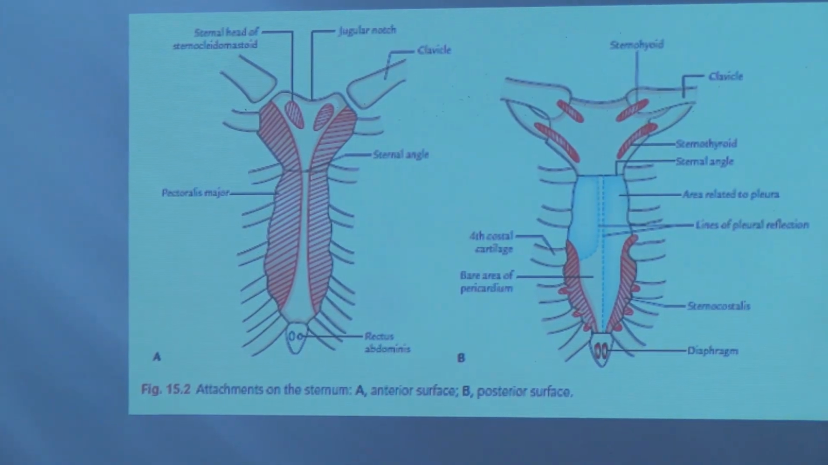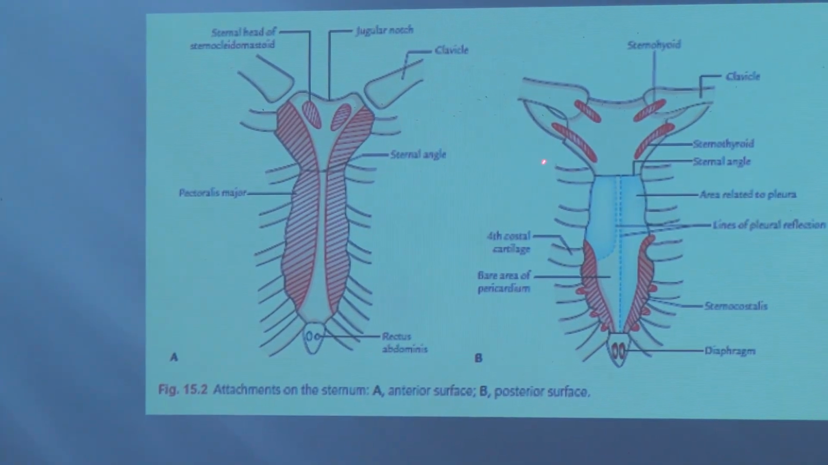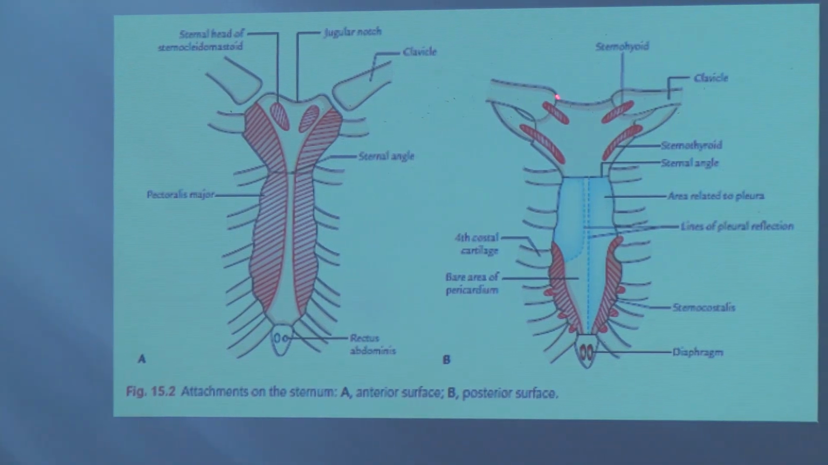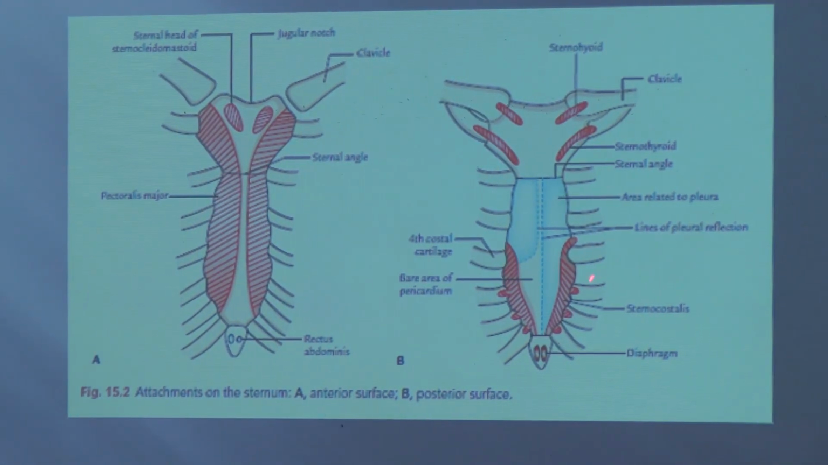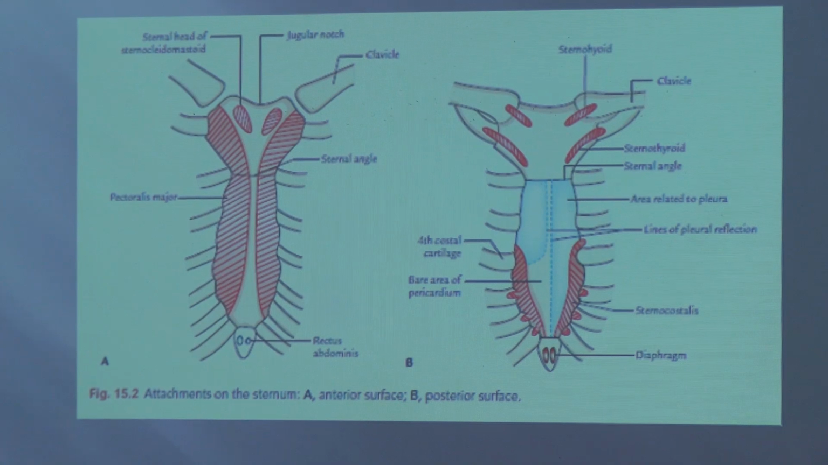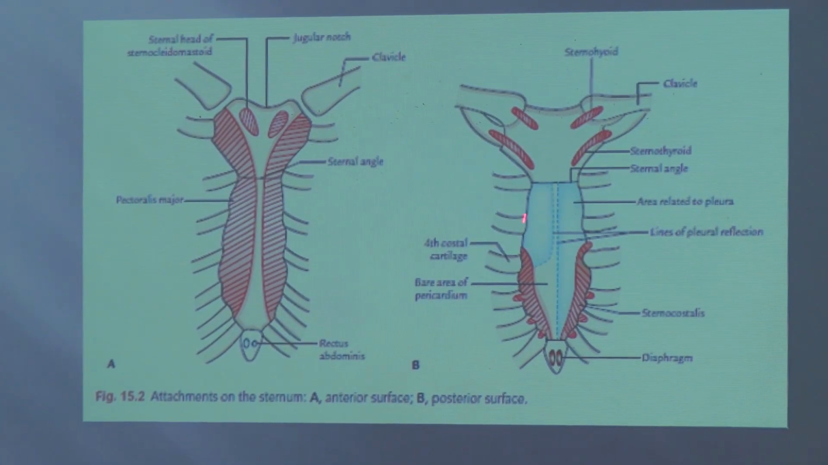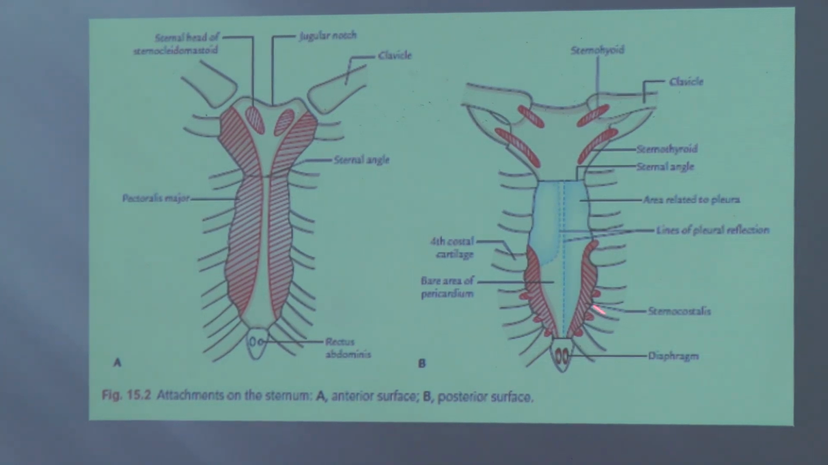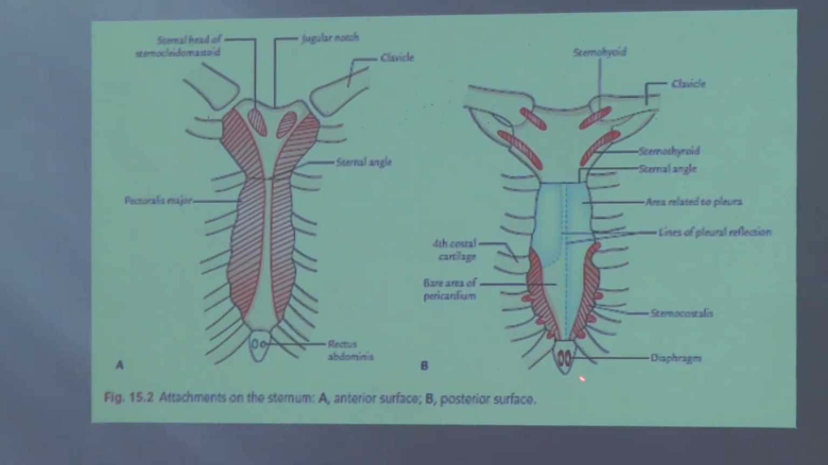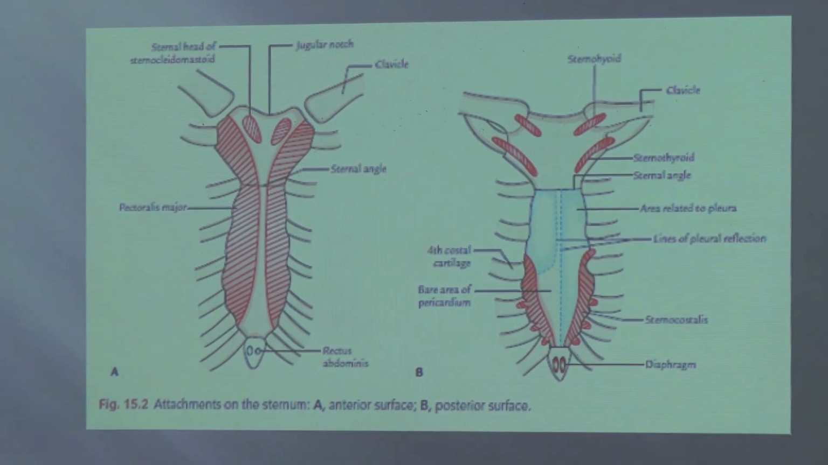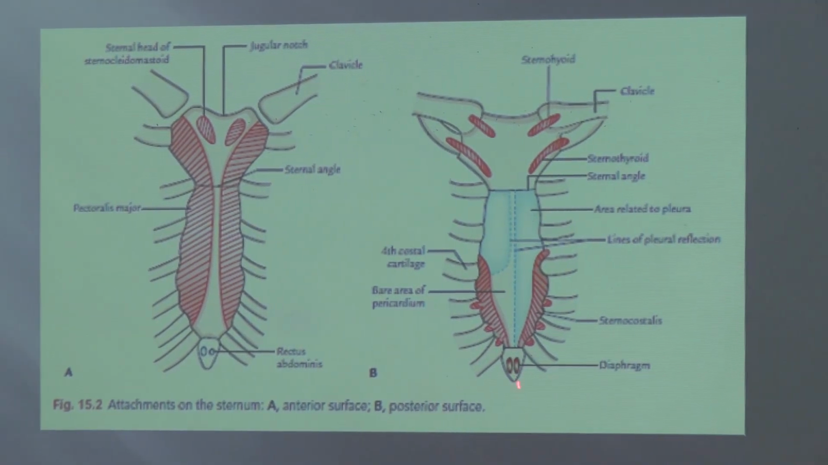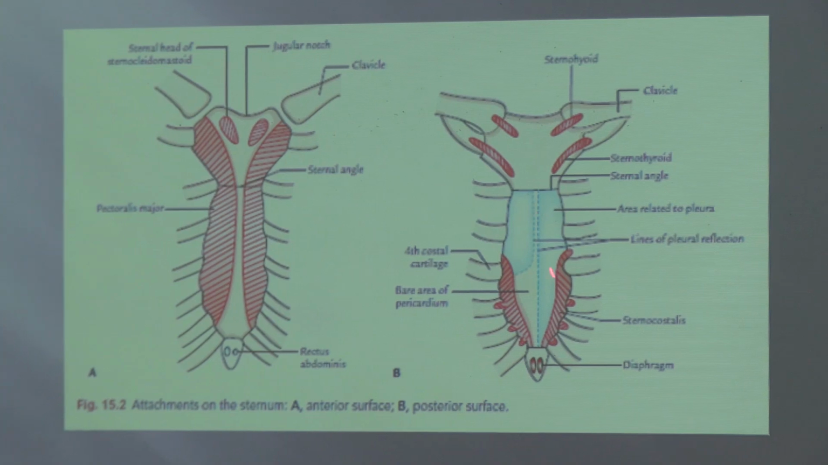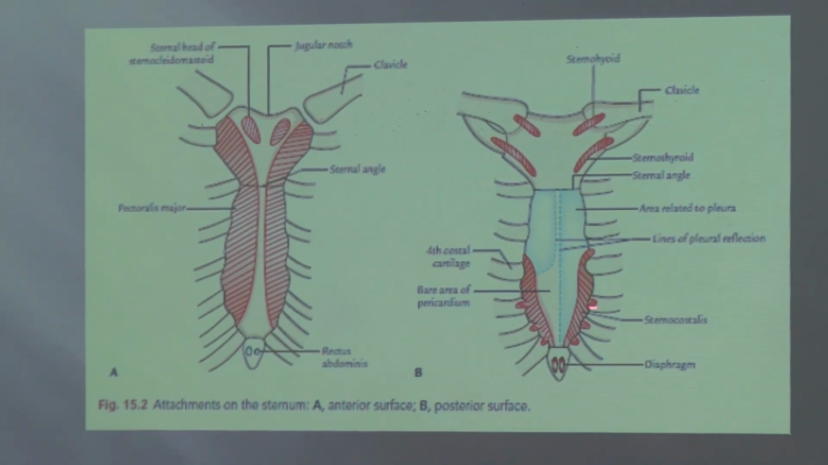Rectus means long. On the posterior part of the manubrium sterni, you will see the sternohyoid muscle and sternothyroid muscle, only some fibers of these muscles. On the lower part, on the lateral surface, there is the sternocostalis muscle. And on the posterior part of the xiphoid process, there are certain fibers of the diaphragm, and there is a bare area of pericardium also present here.